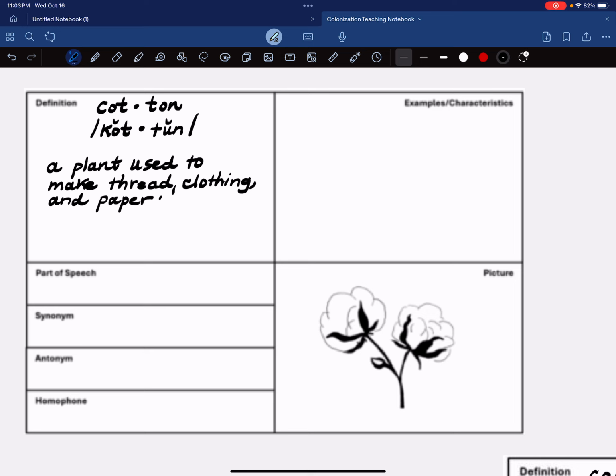Cotton was considered a cash crop. It was grown for profit, and it produced a very big profit. We could say that it was a lucrative business. Cotton was grown for money. It was sold all over the world, and it was a very good business for the southern colonies.